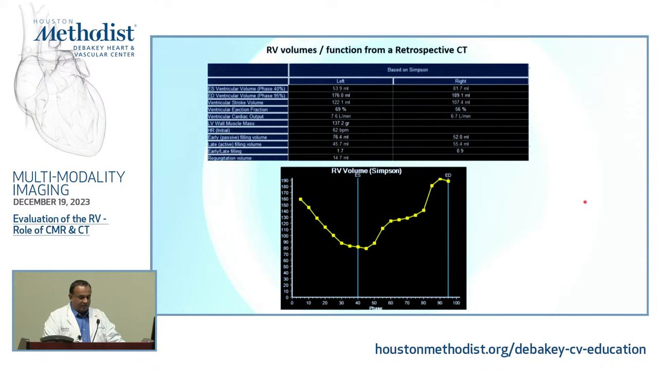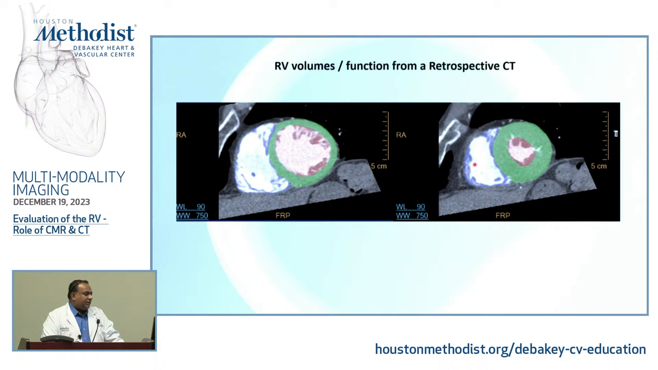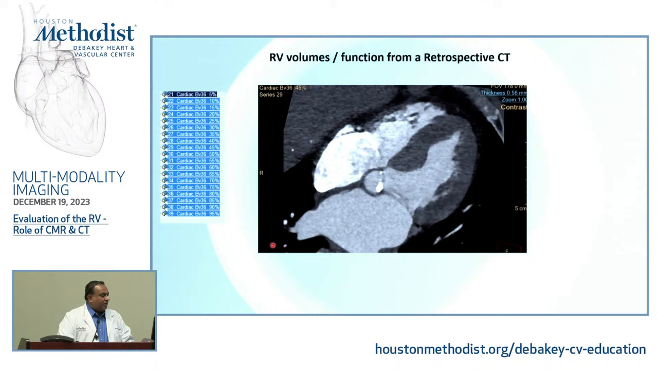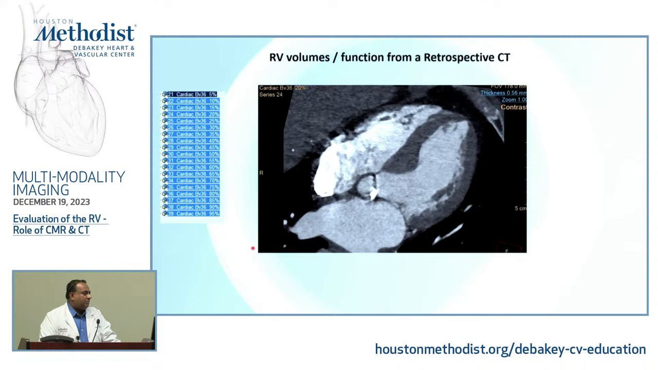The boundaries are drawn at end diastole and end systole. This is for the RV, this is for the LV, and if you want to calculate the mass, the left ventricular mass, then you have to draw the epicardial contours as well. Here is an example of a scan that was done on a TAVR patient last month.